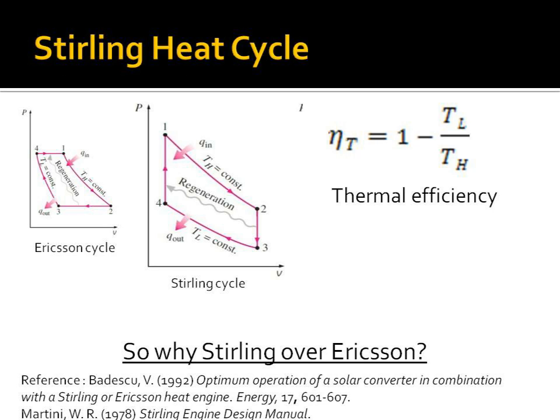They both have the same thermal efficiency, which is the Carnot efficiency, and really to differentiate the Ericsson and Stirling cycle, the only difference really is on your left. The Ericsson cycle has an isobaric regenerative process, while the Stirling cycle has an isochoric regenerative process. So you're asking, why am I choosing the Stirling over the Ericsson?